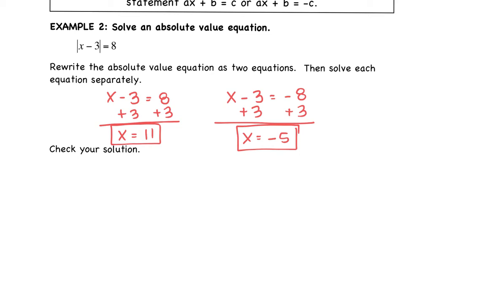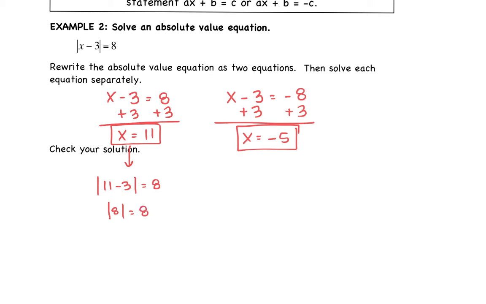It doesn't have to be the positive and negative of the same number. That's just how it was in the initial examples, because x was the only thing in there. But now we have more than x in there. So let's go ahead and check these. And because there's two solutions, there will be two check steps. So here we have the absolute value, and I'm going to plug in 11. So 11 minus 3 equals 8. Well, 11 minus 3 is 8.